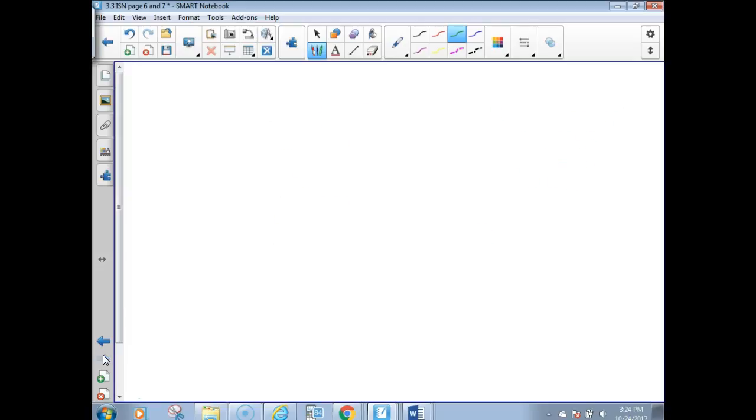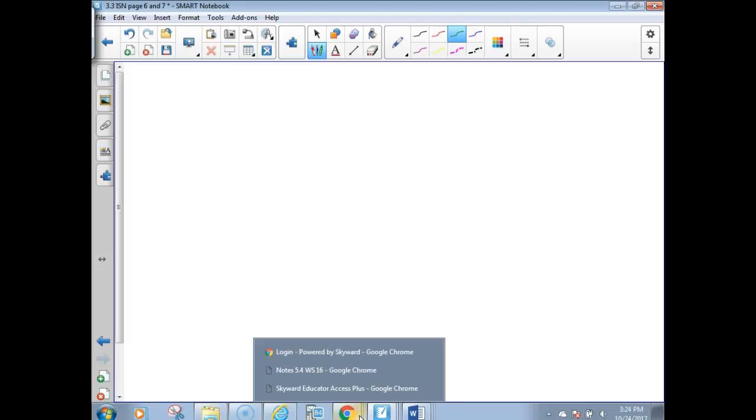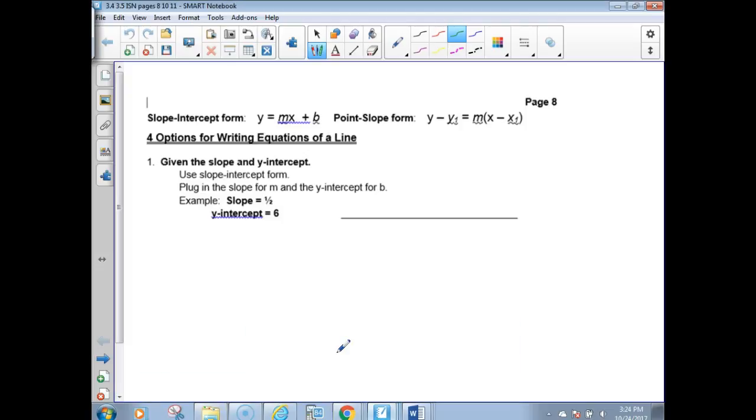All right, that was through page 7. Can you help me out with that? We haven't even got 8 yet, right? We're going to get some of this because it's options for writing equations of lines. Is this the page you have next? Okay. Really? 4 options. All right.